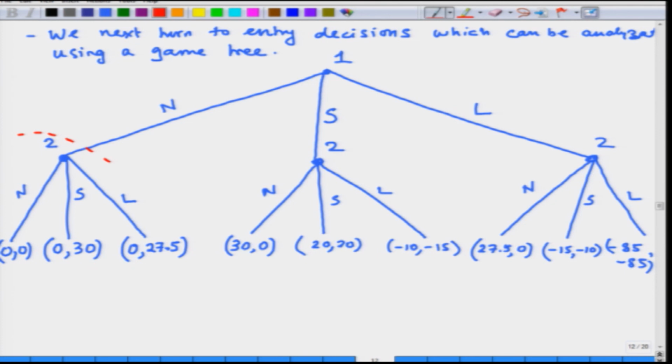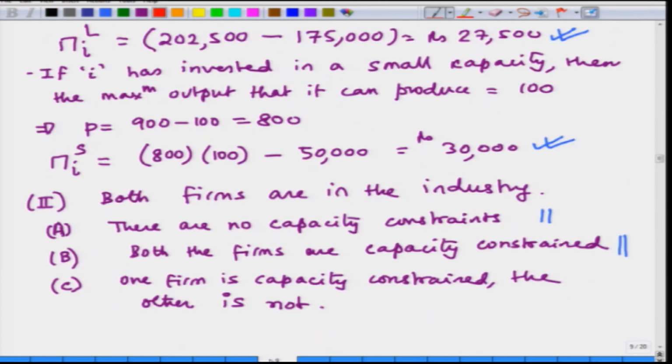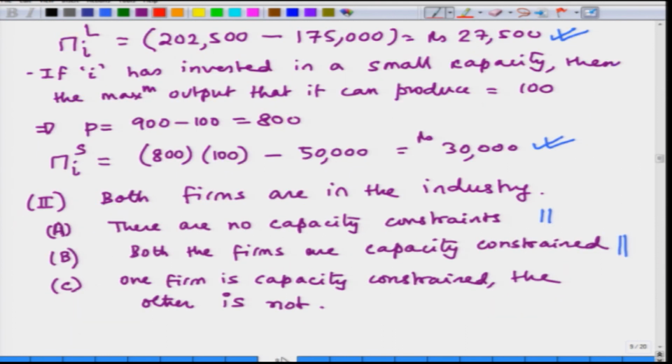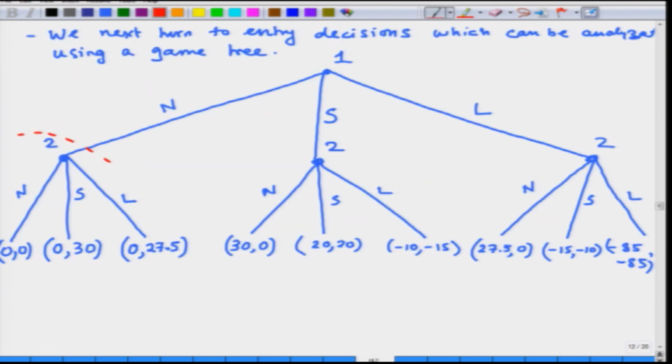Sorry, I think let us just check once more. If firm 2 was the only firm in the market, then with a small capacity it would have gotten 30, whereas with a large capacity it would have gotten 27.5. Okay. So firm 2's optimal choice is to go with a small capacity, which gives it a profit of 30 as opposed to 27.5.